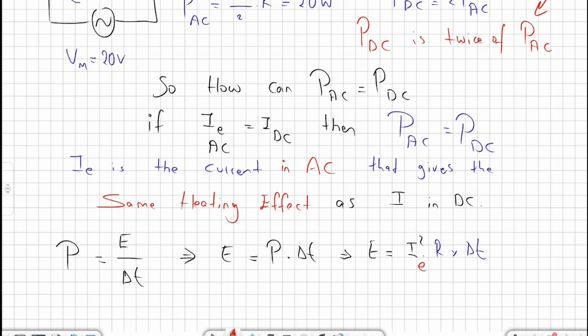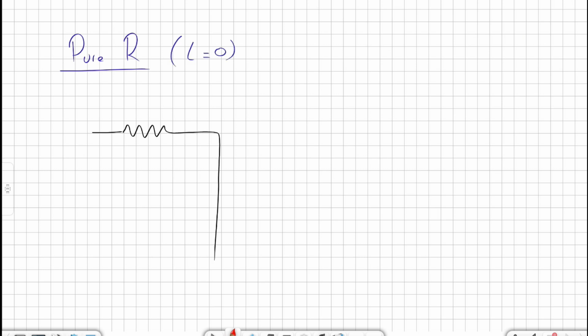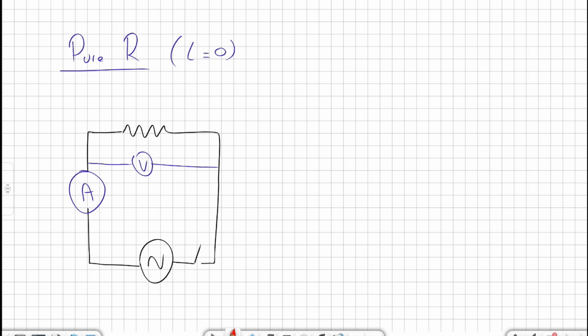Let us connect a resistor again to an AC source and see what happens when we connect it. We are talking about a pure resistor. Pure resistor means it has no self-induction. Coefficient of self-induction of a pure resistor is equal to 0. Let's have the resistor and let's have a switch and the source. We will connect an ammeter to see what happens to the current, and a voltmeter to see what happens to the potential difference across the resistor.